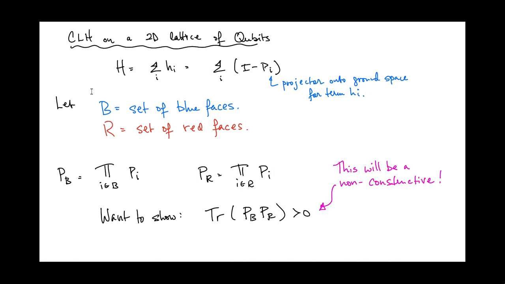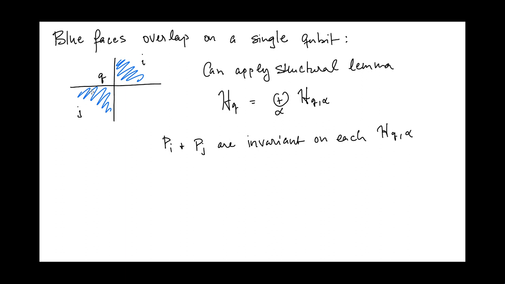And this is going to be a non-constructive solution. So I'm just going to provide evidence that the trace of this operator is greater than zero. You may not learn a lot about what the solution looks like in the process, okay? Okay, so the blue faces, the key point here is that they overlap only on a single qubit. So ignoring the red faces, I can apply my structural lemma and divide things up. And again, because they're qubits, there's only two ways to divide up a qubit in this case.